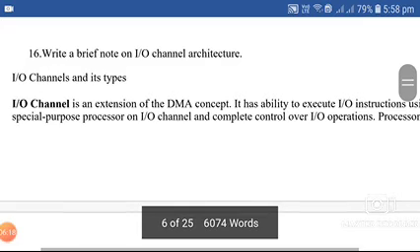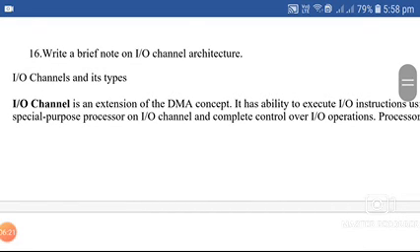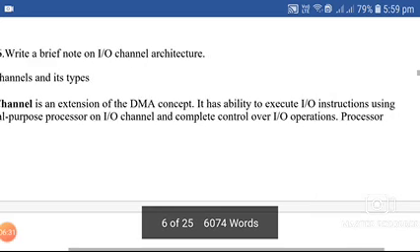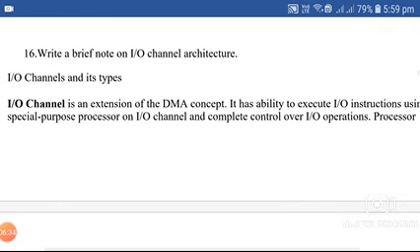So next we are going for the 16th question. Write a brief note on I/O channel architecture. I/O channels and I/O types. An I/O channel is an extension of the DMA concept. It has the ability to execute I/O instructions using a special purpose processor on the I/O channel and has complete control over I/O operations.